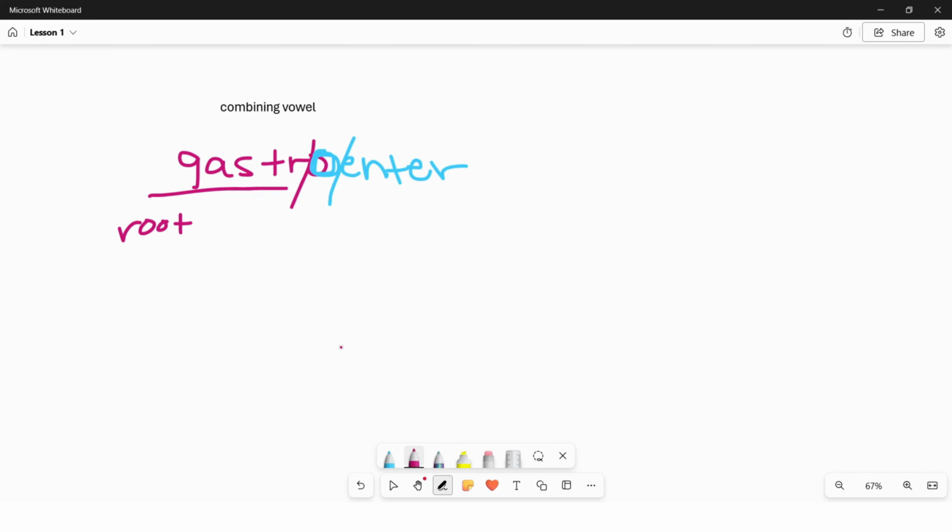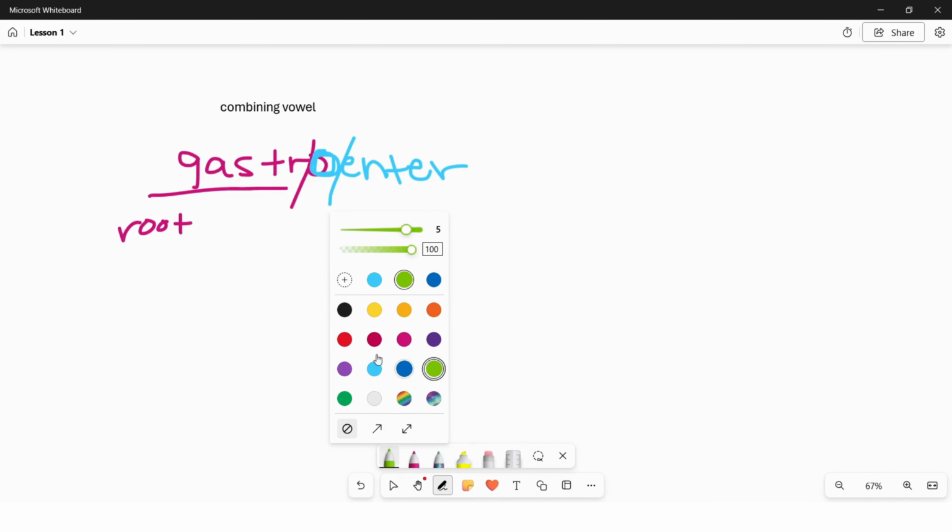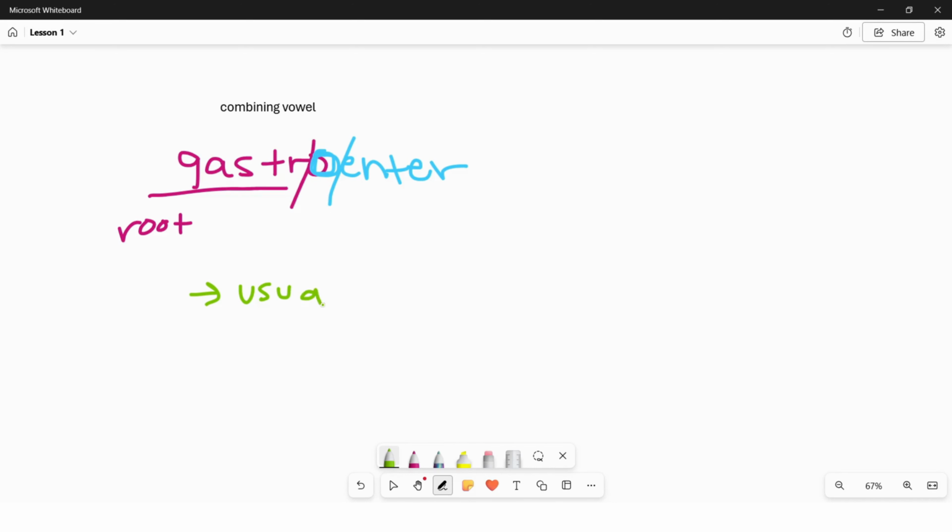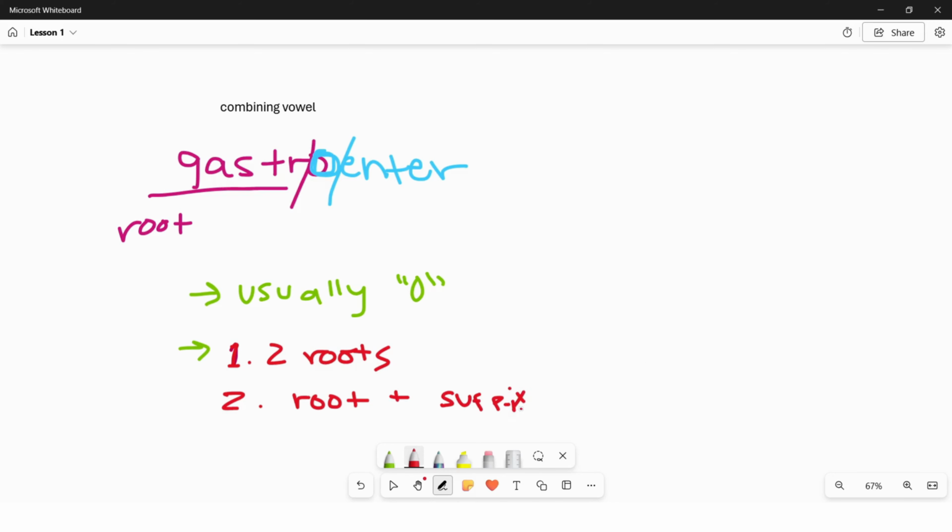So the things to know about a combining vowel are that it's usually O, but it can also be other vowels, and it's used in two main cases. First case would be you want to combine two roots, or it can be used when you need to connect a root plus a suffix, but the suffix starts with a consonant. Okay, so those are the conditions for a combining vowel.